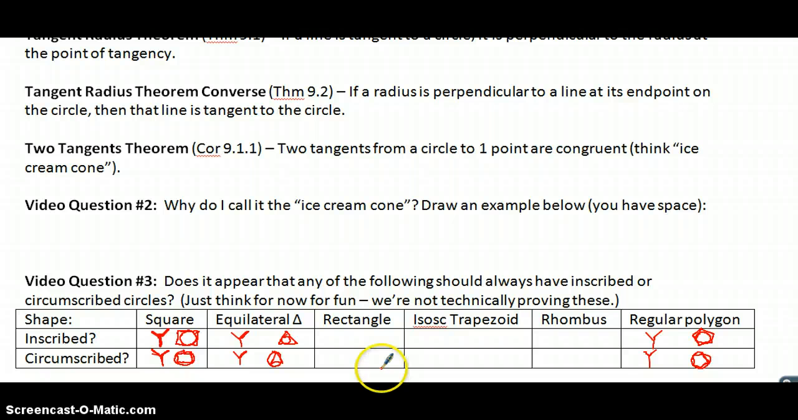Do you think you could get a circle to hit all 4 sides of any rectangle? Well, I'll let you think about that. Is there a circle that's going to hit all those sides perfectly? Well, I doubt it. If I started a circle here and I had to hit the bottom, there's no way it's going to hit the sides, so this is no.